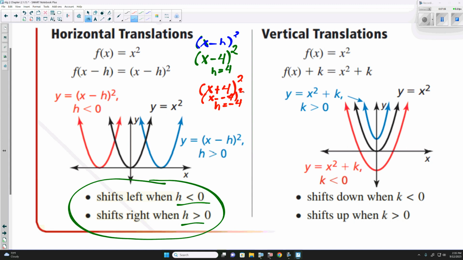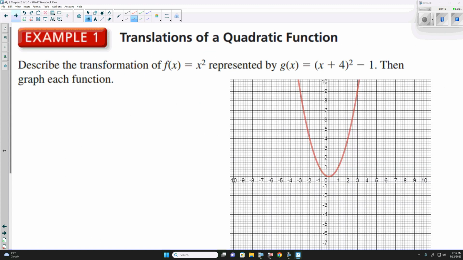Now, vertical translations, up or down. That's exactly what it looks like. If we add 4 to it, it's moving it up. If we subtract 4, it's moving it down. So let's look at these first ones here.